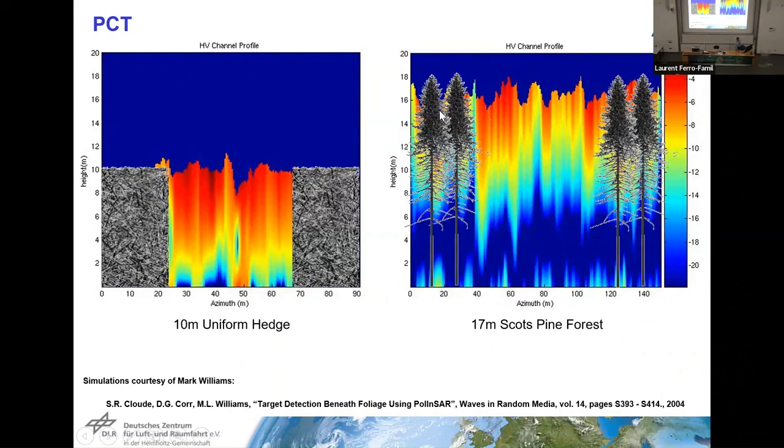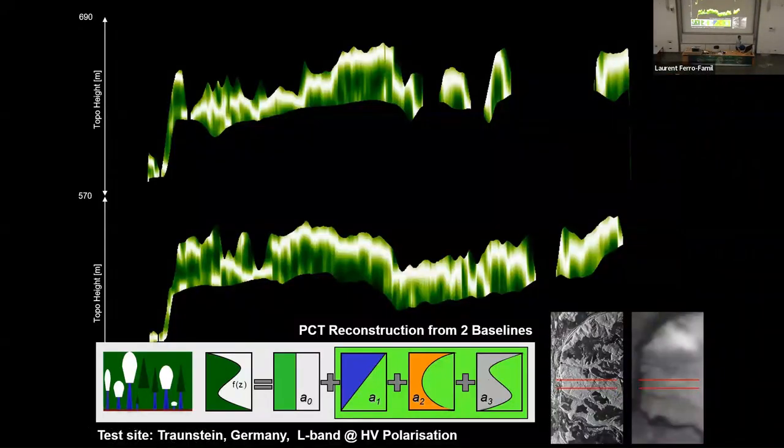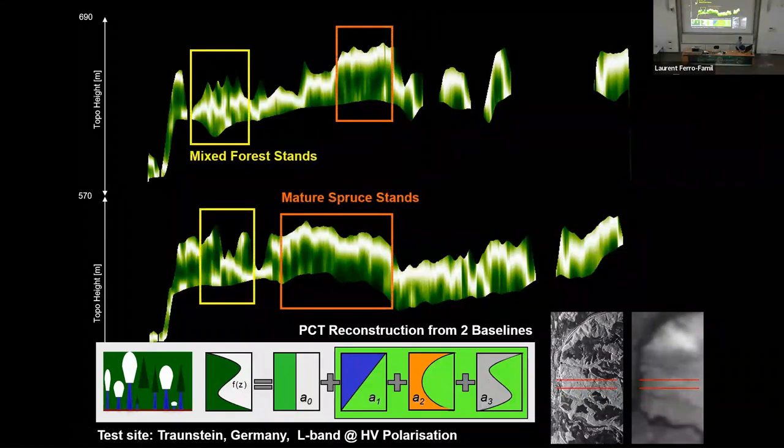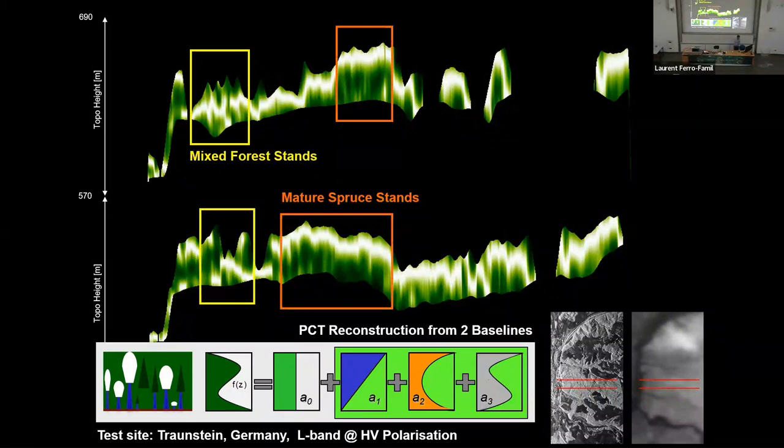While in this case, where kinds of trees were simulated, this inversion gives you something of this kind, where your reflectivity is mostly concentrated towards the top. We have also examples with real data, and just with 2 baselines, we could get these kind of profiles, still in this Traunstein forest, L-band. What is white is very bright, and what is towards black reduces this brightness. Of course, in terms of reflectivity profiles, maybe they are not the most beautiful that you can see, but still they allow you to get some information about the forest that you have.